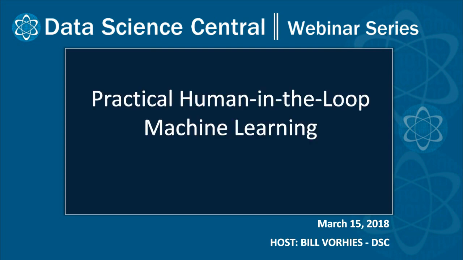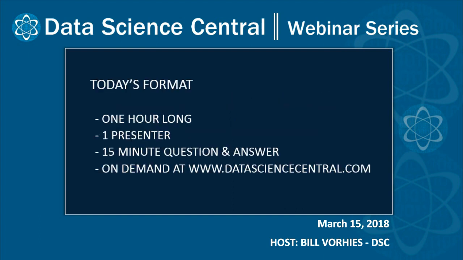Today's webinar is entitled Practical Human-in-the-Loop Machine Learning by CrowdFlower. But before we begin, I'd like to briefly review the format of today's webinar. Today's event will be an hour long. We have one presenter who I'll introduce in just a minute. There'll be 10 to 15 minutes of Q&A following the presentation. This event is being recorded and will be available on datasciencecentral.com later this afternoon following today's live event. I'd also like to encourage our attendees to provide questions throughout the presentation because we'll be reviewing and presenting them on your behalf during the Q&A portion of today's event.